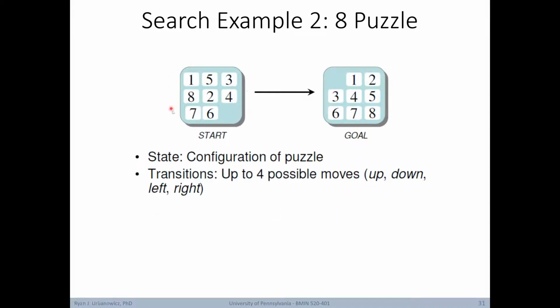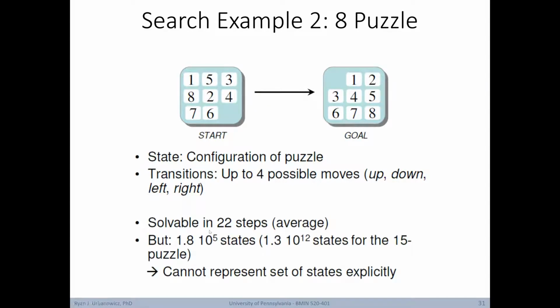Here's another example of a search problem. We have an 8-number puzzle where this is our starting state, and we can shift any number to an empty slot and move around the numbers until we reach this goal point where we have a configuration of numbers that looks like this. In this case, any block near an empty space can move either up, down, left, or right into that empty space. This problem is usually solvable in 22 steps on average.